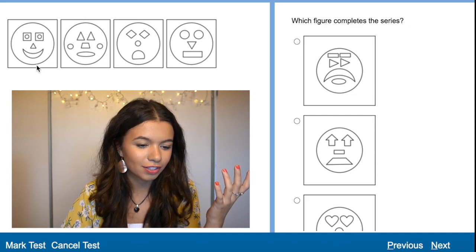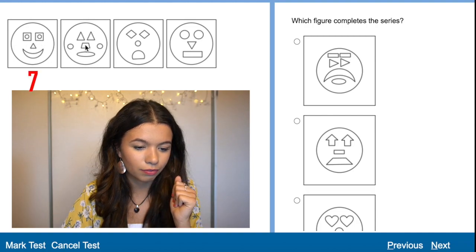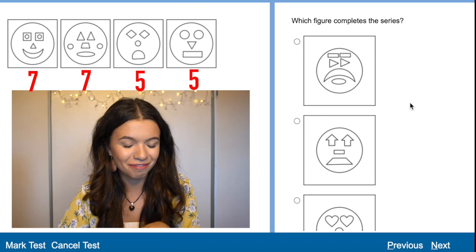So you've got 1, 2, 3, 4, 5, 6, 7. Then here you've got 1, 2, 3, 4, 5, 6, 7. Okay, also 7. Then 1, 2, 3, 4, 5. And 1, 2, 3, 4, 5. I'm not seeing a trend in the number of shapes.